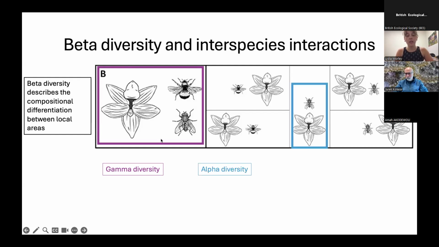Alpha diversity, on the other hand, would just be the total number of pollinators that an orchid has at a local site. And beta diversity would just describe the variation among local sites across that orchid's range.